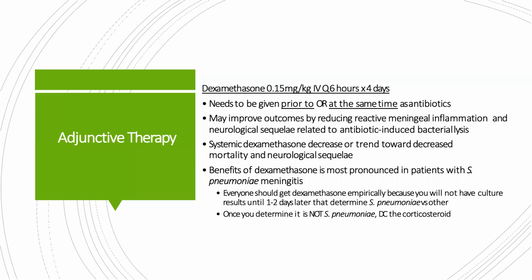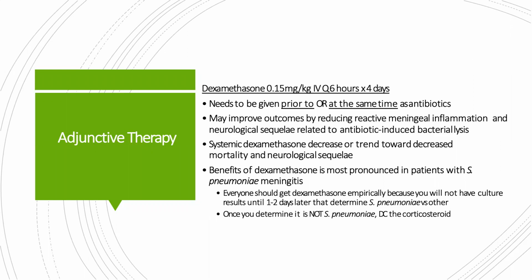But we can also give dexamethasone. There's a lot of controversy here with this being given as adjunctive therapy. Nevertheless, you can do it. It needs to be given prior to or at the same time as the antibiotics. You do not want to give this afterwards. You really want to make sure that you're giving this at the exact same time as we are giving these antibiotics.